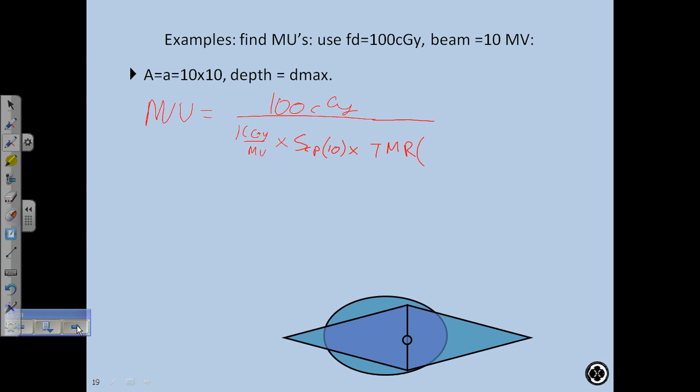Okay, 10 by 10. So 10 by 10, D max. Yeah, that was D max. Okay, so what are these? That's one. What's this? So remember what SCP is. It's the measurement for a certain field size divided by the measurement for a 10 by 10. So if your field size is 10 by 10, it's your measurement for 10 by 10 divided by your measurement for a 10 by 10. So that's 1.0. What about TMR? 1. We said that all the TPRs and TMRs are 1.0 at Dmax. So MUs are? 100. 100 MU. Okay, next.